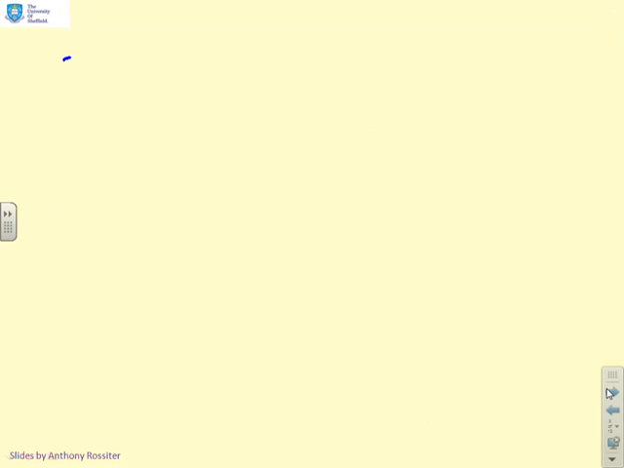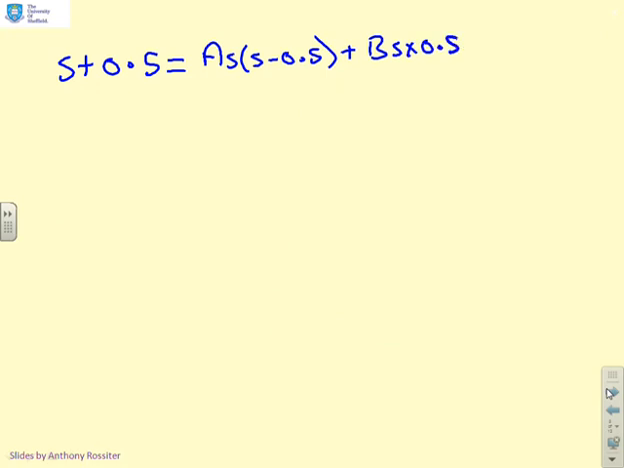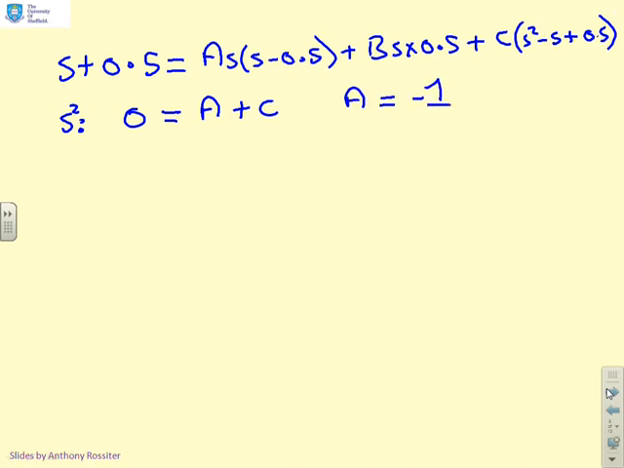Okay, here we go then. So multiplying up both sides, we get s plus 0.5 equals a times s minus 0.5 plus b times s plus 0.5 plus c into, and then that was your quadratic term, your s squared minus s plus 0.5. Now, I already know that c equals 1, but let's do coefficients of s squared. You're going to get 0 equals a plus c. So that gives me a equals minus 1, because I know c equals 1.